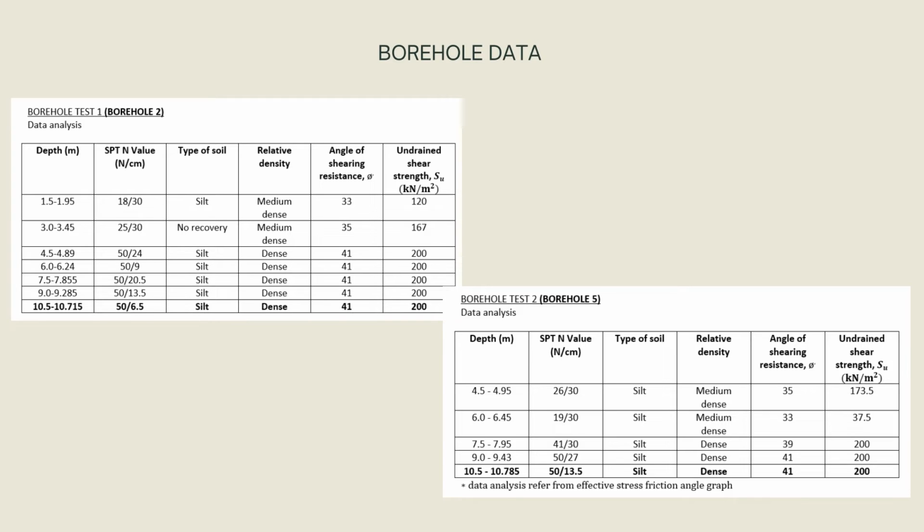For borehole test 2, which is borehole 5, the type of soil at borehole 5 is silt and the relative density is dense. The undrained shear strength is also increasing from 173.5 kN per meter square to 200 kN per meter square. We take this data because the borehole tests are constructed from the first meter to the 10th meter.